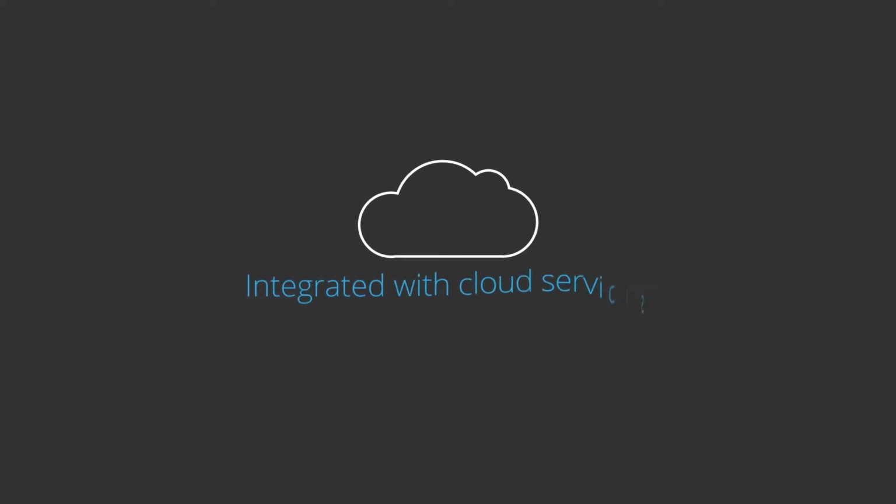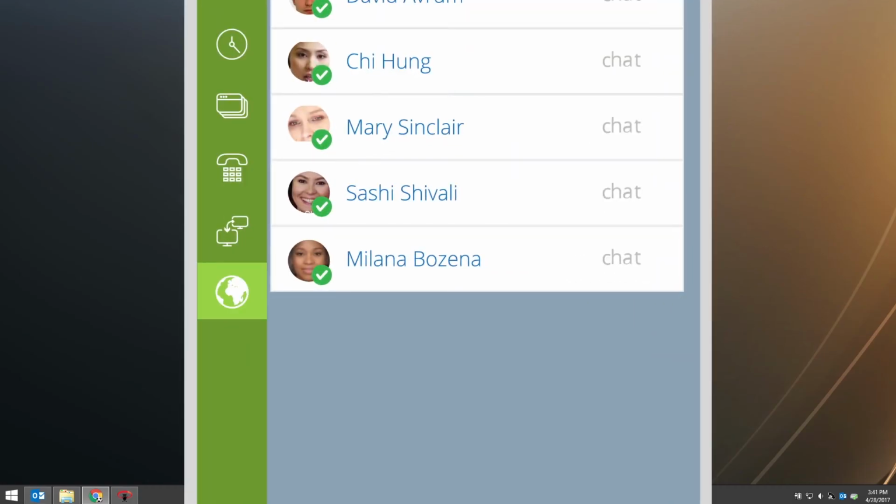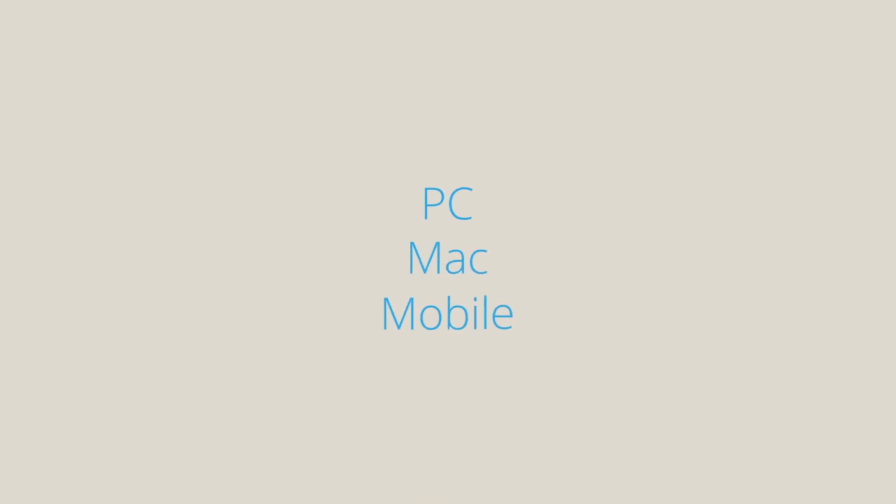Smart Office is integrated with our cloud services. Just log on to the portal, add the link you want to launch, click and choose how it appears, add call attributes, then select an icon. Voila! The interface updates on PCs, Macs, and mobile devices.